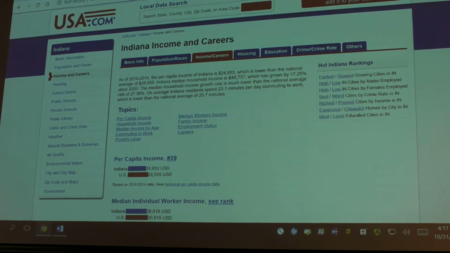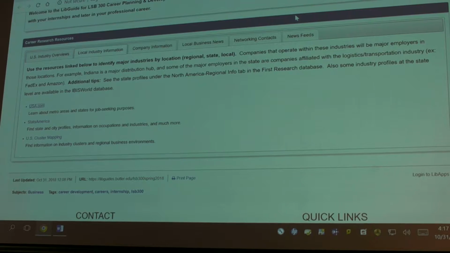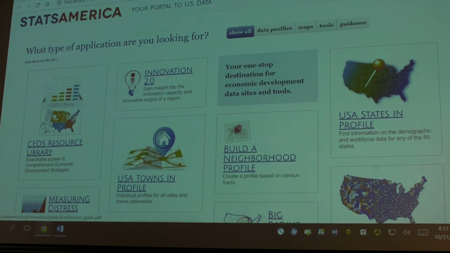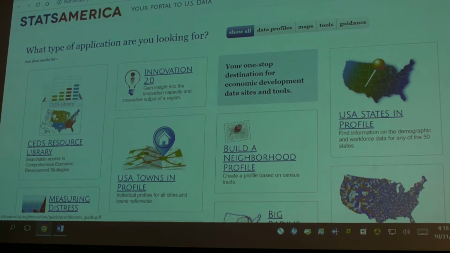The second one I want to show you that you can go back and explore further is the second link on here that says Stats America. It's going to look like this. Anyone use this yet, for another class or on your own? Well, it has a sister site that's called Stats Indiana. So if you're focusing just on Indiana, you could jump right to Stats Indiana. But Stats America, as the name implies, provides information for all across the nation.